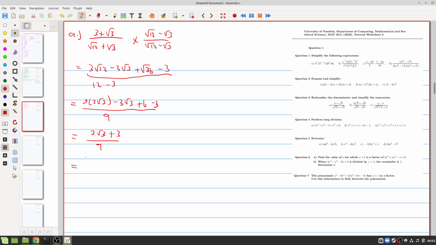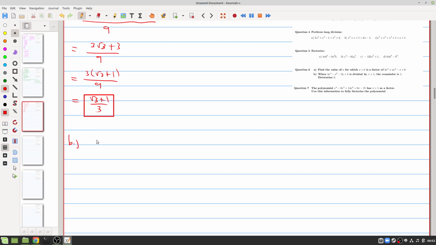So we can factor out a 3, which will leave us with square root 3 plus 1 over 9. So the 3 and the 9 can cancel out, which leaves us with square root 3 plus 1 over 3. Okay, and again, I'm doing more steps than what is necessary, but hopefully that is useful to some of you.